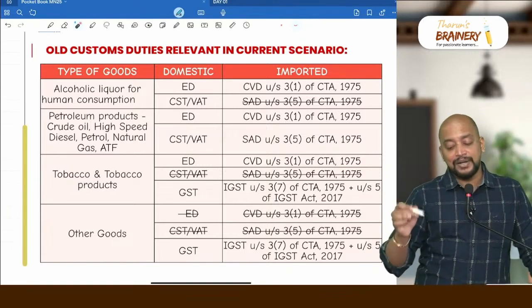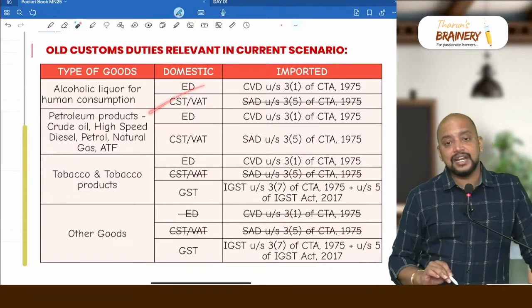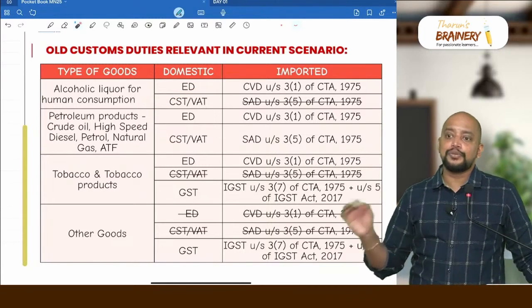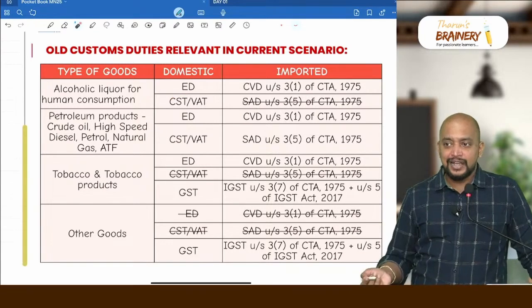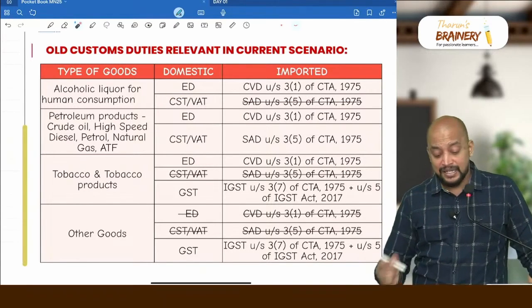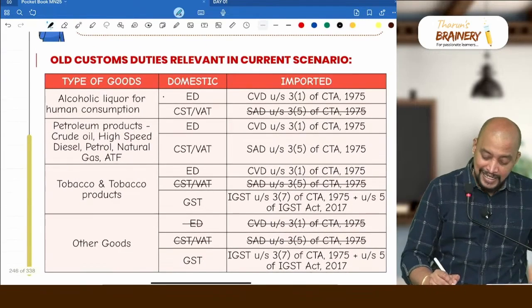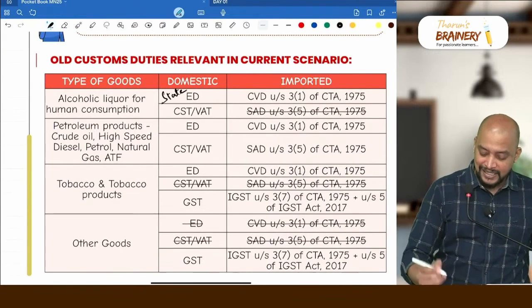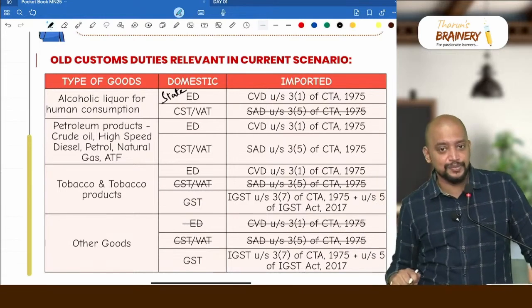Even today, after implementation of GST, we need to pay excise duty and we need to pay CST and VAT. And excise duty is subsumed into GST. So in the place of excise duty, we should be having GST, correct or not? But this is which excise duty we need to pay on alcoholic liquor for human consumption? State excise duty. But state excise duty is not subsumed into GST, only central excise duty is subsumed in GST.